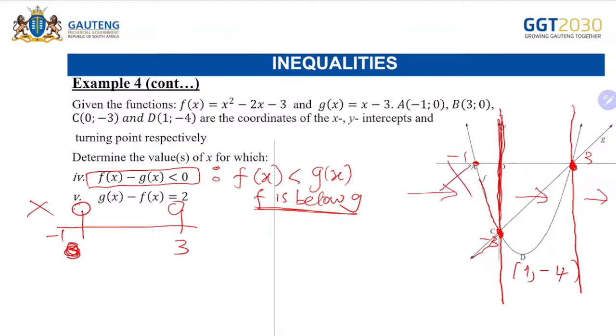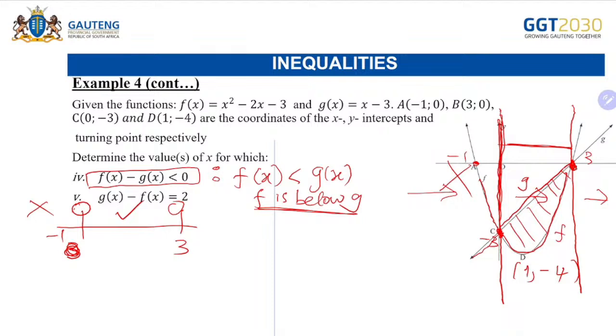Now let's check in between the two vertical lines. In between these two vertical lines, what do you see? G is this one, and F is this one. Can you see that now F is below? G is above, F is below. So it occurs in this region. I'm okay with that region. My answer is in that region.